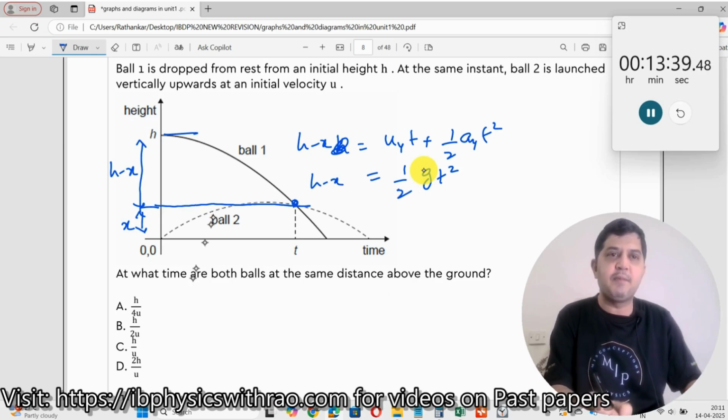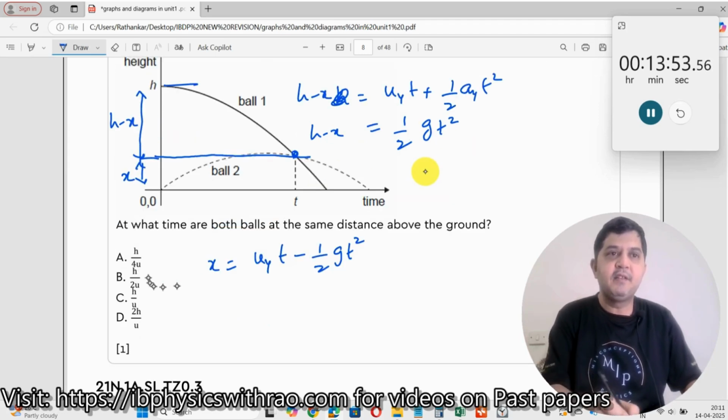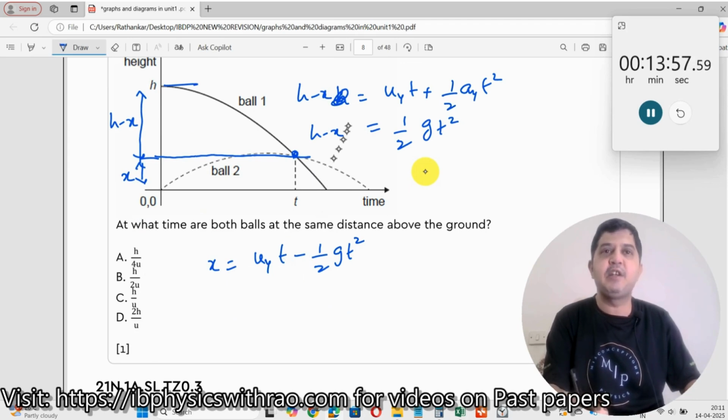Now when you throw a ball, what will happen? x is equal to uy t minus half g t square. This is what you get. Now you have h minus x and x over here. How do I proceed further? Look at this here. There is no x anywhere over here. So it tells me that I need to eliminate the value of x, so it only has h and u. Just add both of them.